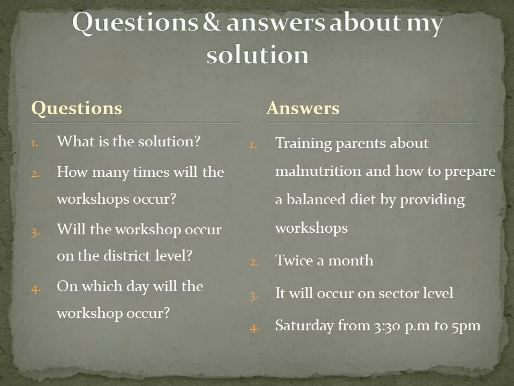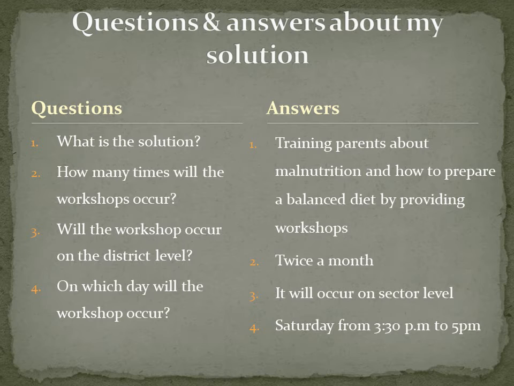So the following are questions and answers about my solution. The first question you can ask is, what is the solution? The solution is training parents about malnutrition and how to prepare a balanced diet by providing workshops which will improve the health literacy of the parents who have children under the age of 5, so they know health information about malnutrition, the components of a balanced diet, how to prepare a balanced diet, etc.